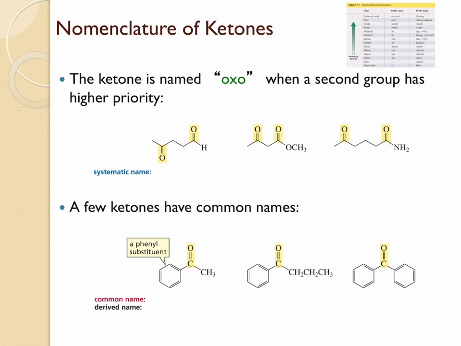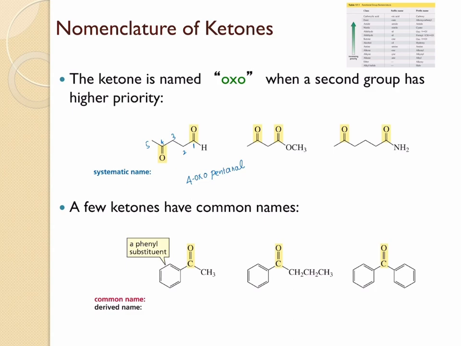Okay, so this carbon right here would be number 1, and the oxo group is at number 4. Because we have 5 carbons in this longest chain, this is called pentanal, since aldehyde has higher priority than ketone. So pentanal would be the parent name, and we also have a 4-oxo group on this pentanal. So this would be the name for this molecule.